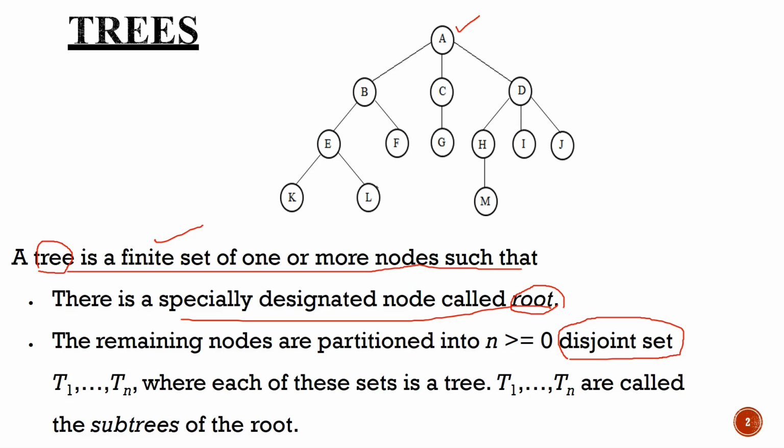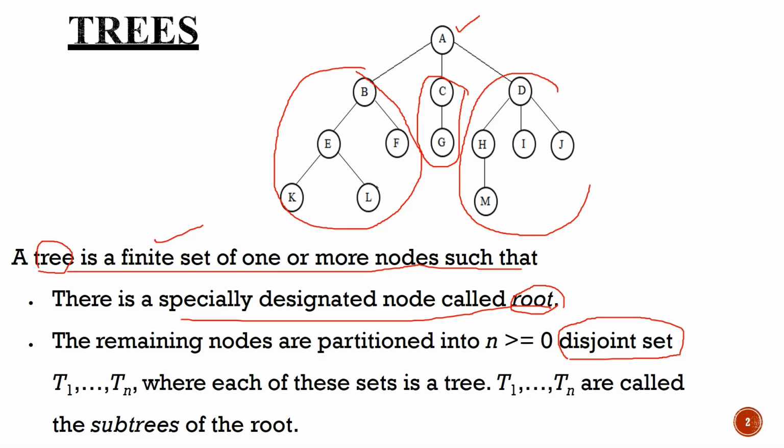Next, if you take A, A has three children over here. You can see B, C, and D. These B, C, and D themselves are small trees. You can see that clearly over here. B again is a tree which has the elements B, E, F, K, and L. C is one more tree which has the elements C and G. And D, H, I, J, and M are one more tree. So they will be called the subtrees.